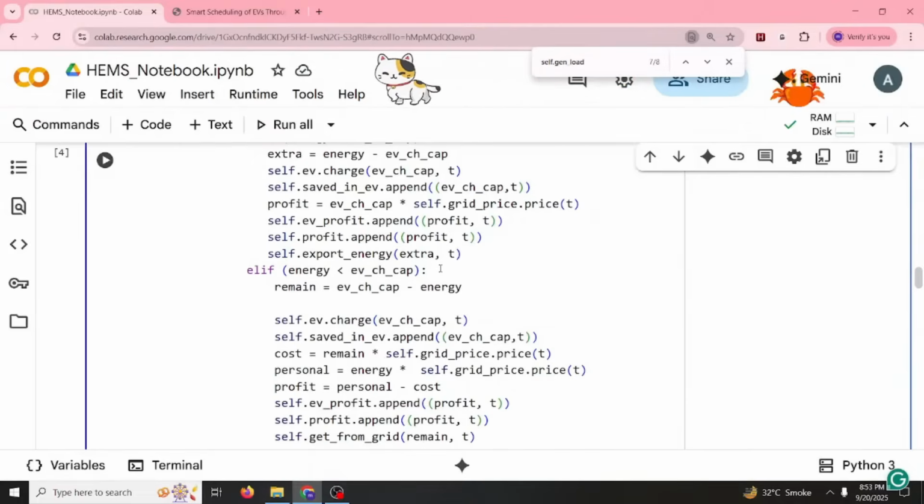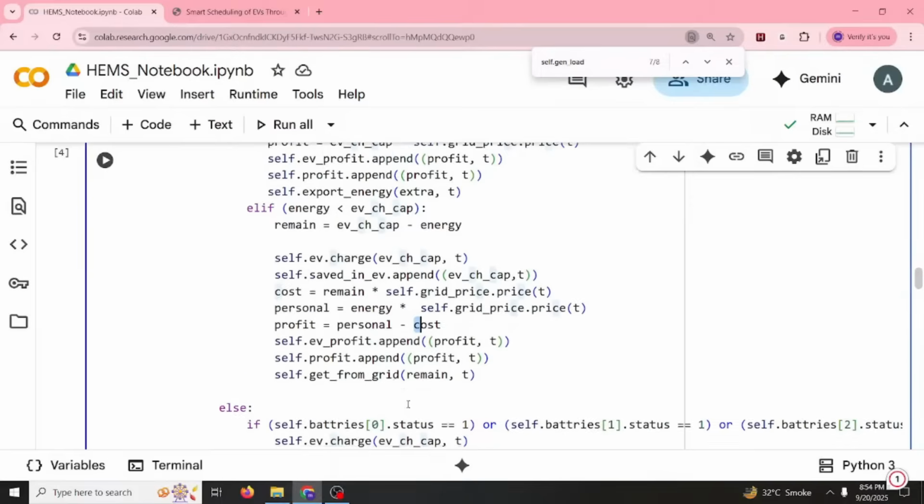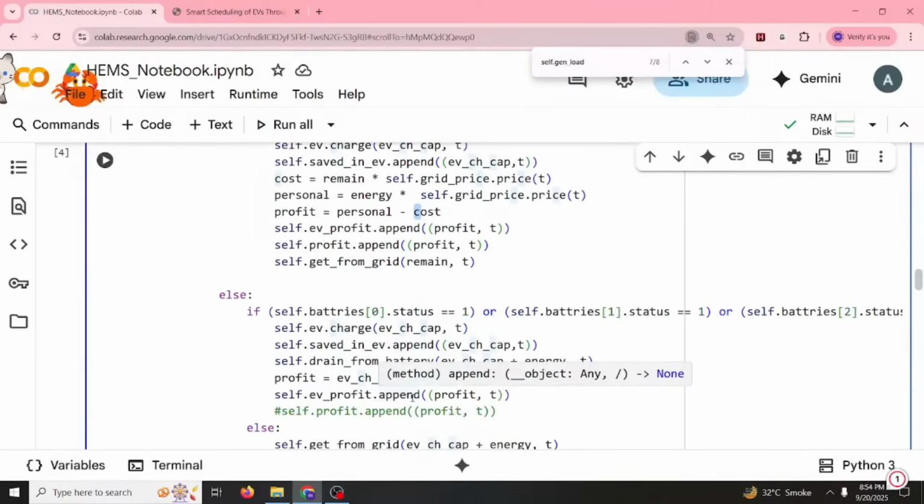For that purpose, what we did here is we just accomplished the full energy at that given time. Here you will see that we charge the EV. If there is a remainder, that will be costed to us. That will be our cost, because we have to get this from the grid or somewhere else, so that we can charge the EV with the full potential here. So whatever we gave the EV, we consider it as a profit, and whatever we obtained from the grid, we consider it as a cost. So the overall profit becomes our personal profit and the cost to the grid.